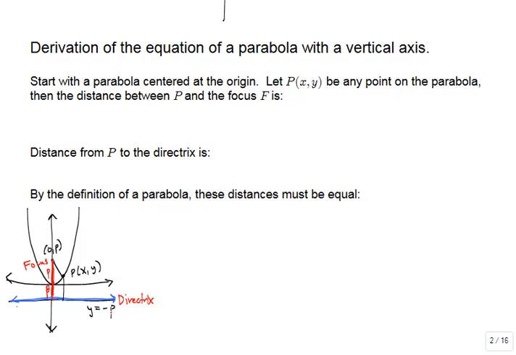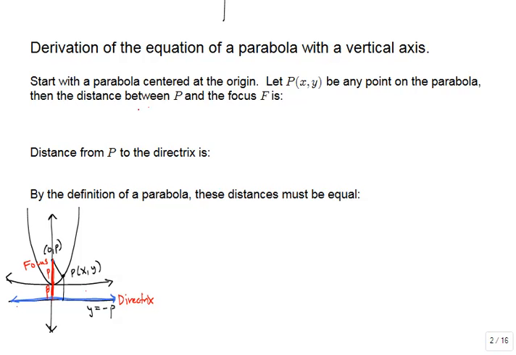And it has to be a negative p because we're below the x-axis and we're going down a distance of p. So what we're going to do next here is come up with our geometric restriction, and that was based on our definition of this parabola.